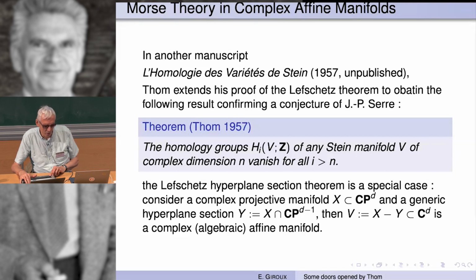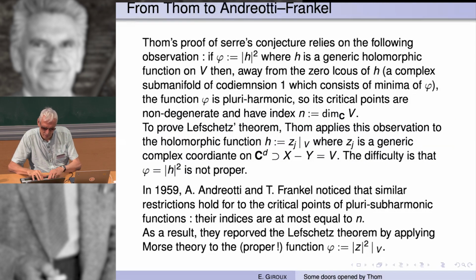and which can be stated as follows: when you have a Stein manifold, then its homology groups in degrees higher than the complex dimension, so half of the real dimension, all vanish. And the Lefschetz hyperplane theorem can easily be deduced from this, just considering that the Stein manifold you are interested in is just the difference between the projective manifold and its hyperplane section.